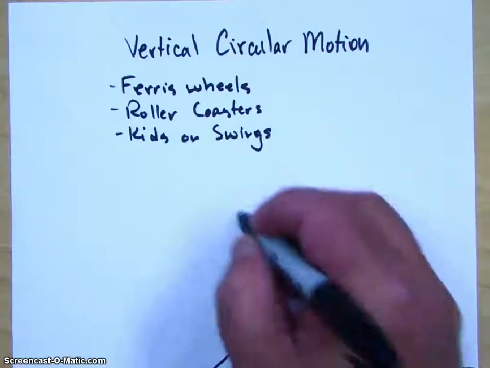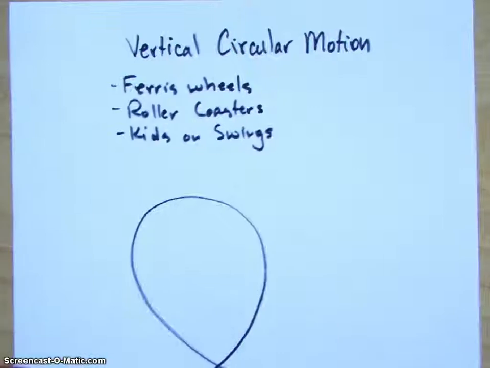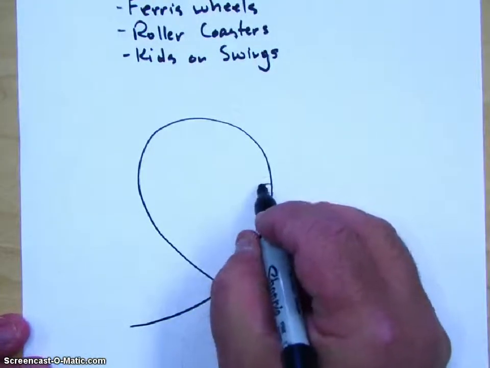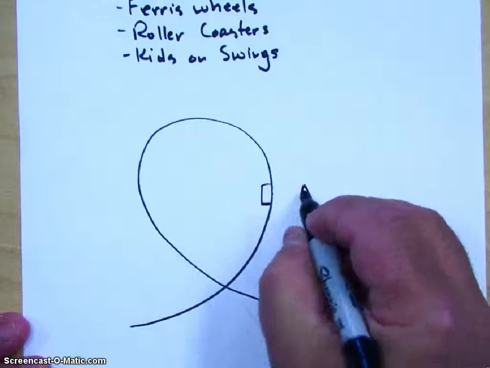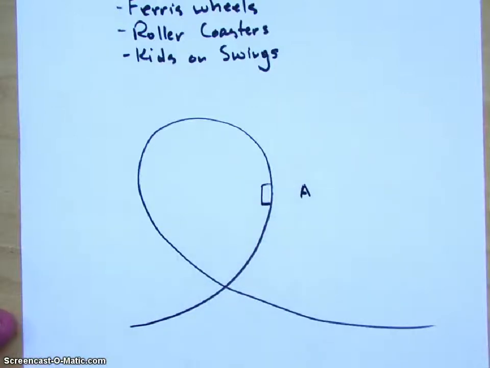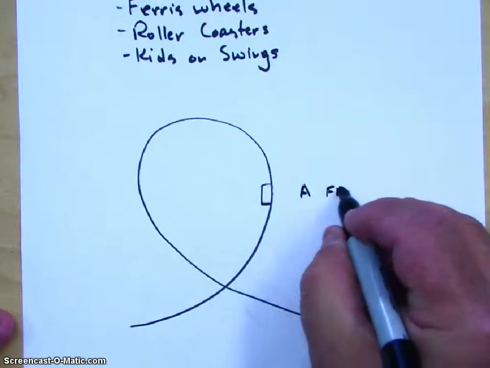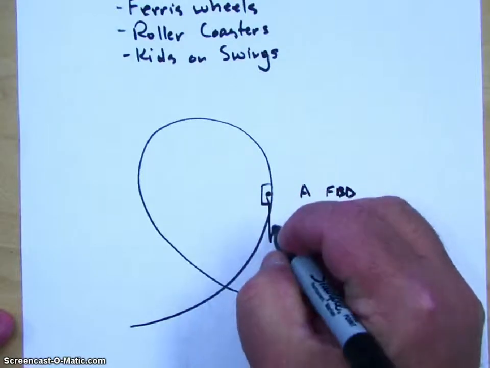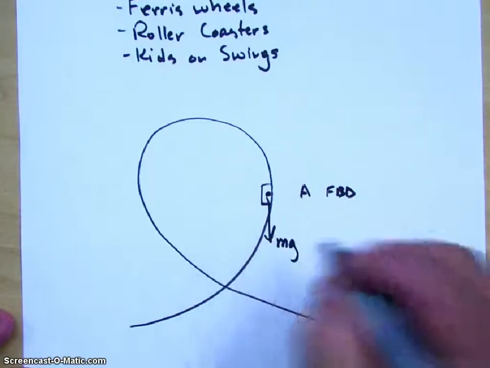So I'm going to have a loop on a roller coaster, like that. And what I want to do is look at what happens at different parts. Let's look at point A over here. And what I want to do is draw a free body diagram, and I'm going to draw it right simply on the diagram. Now, we always know that there's an mg vector acting down.